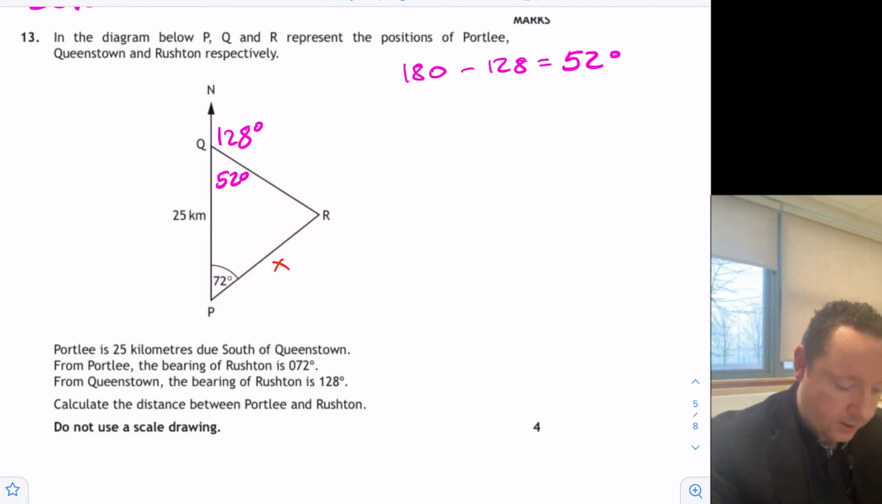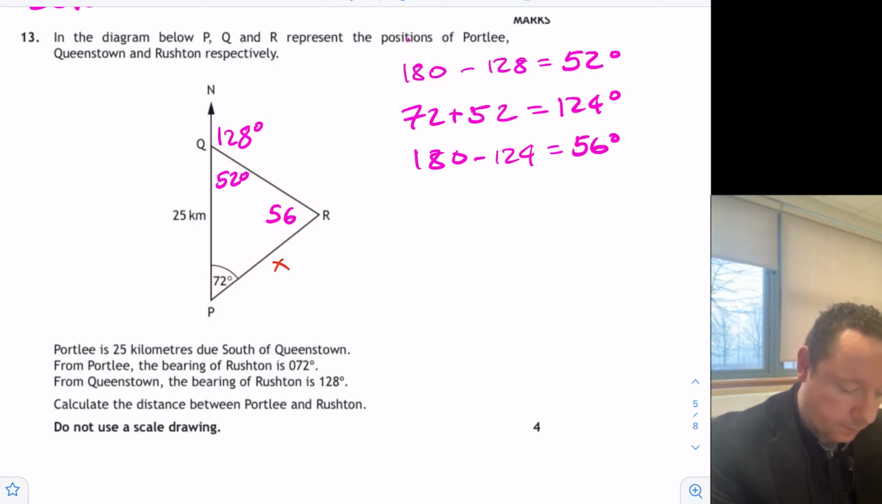I don't know anything about this angle, but I've got two angles in a triangle. I've got one side and a missing side, so I can use the sine rule. I can always find this angle if I need it, because angles in a triangle add up to 180. A over sine A equals B over sine B. So I'm going to need this angle. 72 plus 52 is 124. So I can do 180 minus 124, which is 56 degrees. And that can go in here.